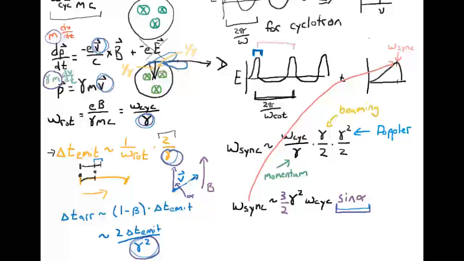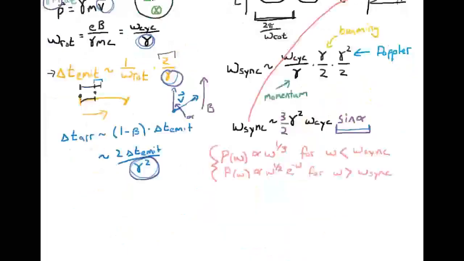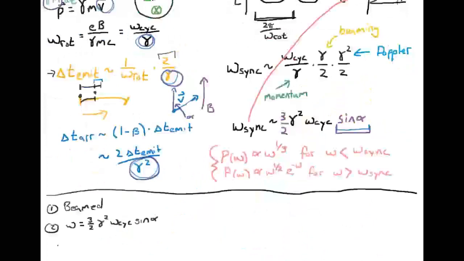And in fact, it has a fair bit at frequencies lower than that, so we won't derive this, but it can be derived just by taking the Fourier transform of this waveform, that power as a function of frequency scales as frequency to the 1/3 for frequencies below the synchrotron characteristic frequency, and it falls exponentially for frequencies above that characteristic frequency.